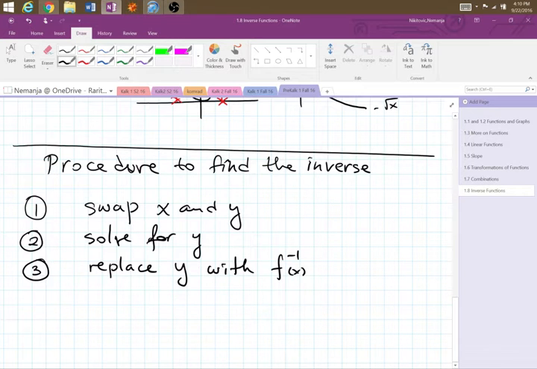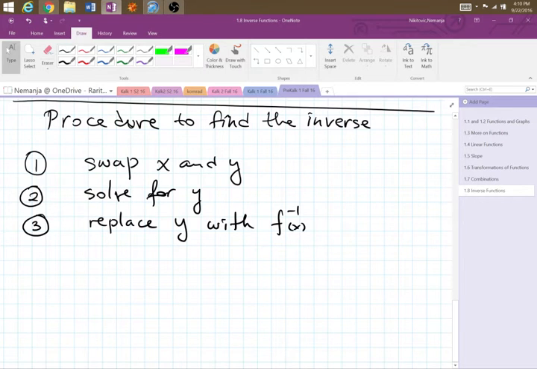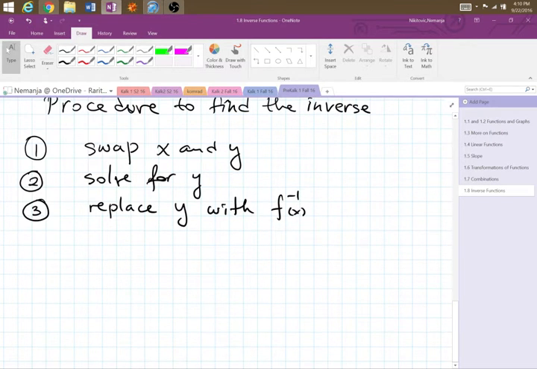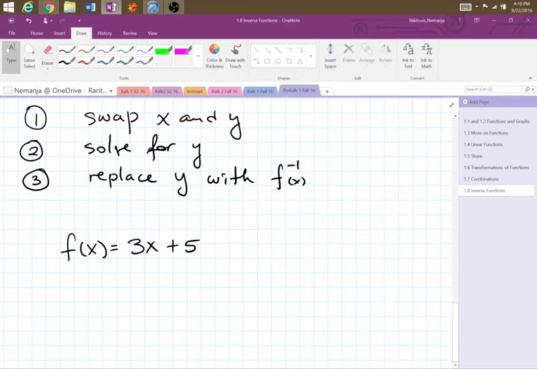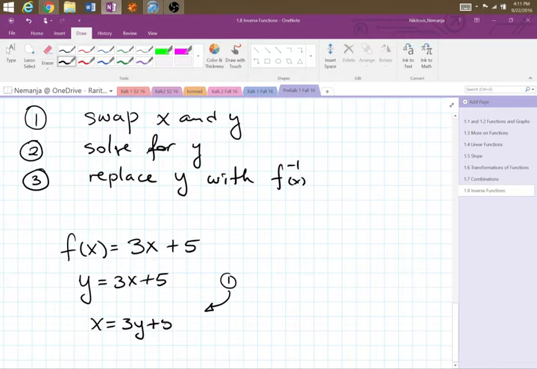So let's talk about this. If you want to think of these as steps, what do I have? Say that f of x is equal to 3x plus 5. You are going to rewrite this as y equals 3x plus 5. Now the first step says swap x and y, so x equals 3y plus 5. So this is like rule 1.